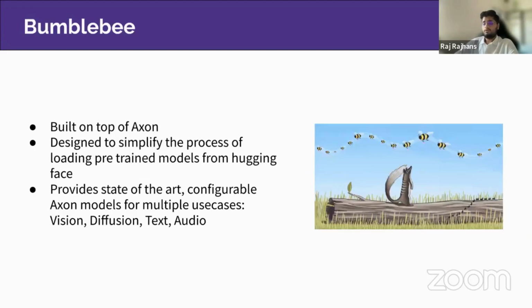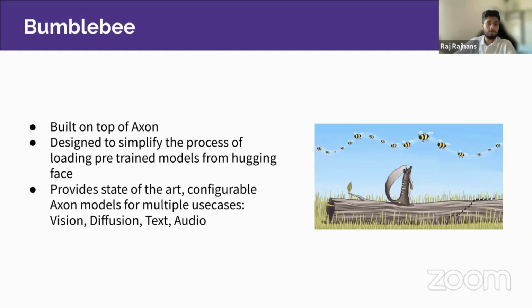Right? Finally, Bumblebee. It's a library which is built on top of Axon, right? And it's designed to simplify the process of loading your pre-trained models from a model repository, like Hugging Face, for example. It also provides us ready configurable Axon models for things like vision. We have the ResNet model for image classification, diffusion. Bumblebee supports the Stable Diffusion image generation model. Text, there's GPT-2 text generation and a lot of text classification models as well. There's also audio. Right?